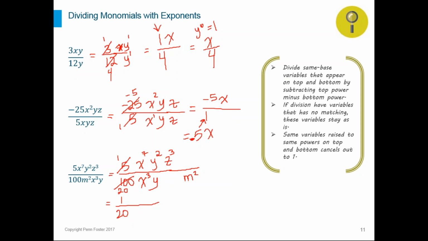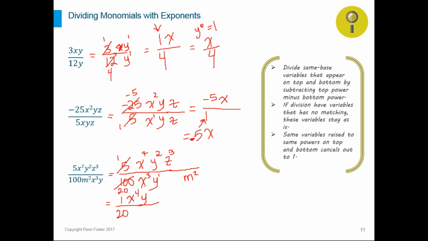Now, x and x, we have the 7th power, which is the top power, and then the 3rd power, the bottom power. So 7 minus 3 is 4. 4 is a positive exponent. We're going to see later the negative exponent. So our answer is x to the 4th and will be placed on the top. Y to the 2nd and y, which is y to the 1st. 2 minus 1 is 1.